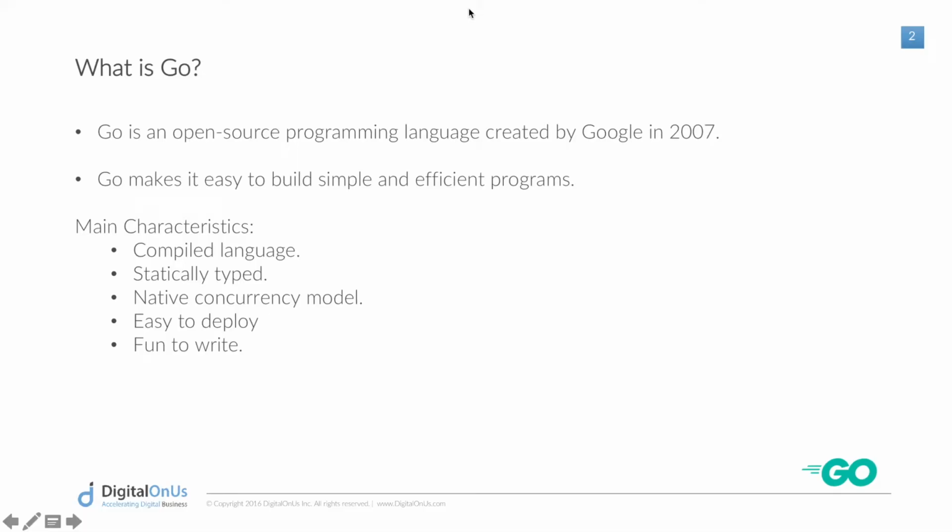What is Go? Go is an open source programming language created by Google in 2007. Go makes it easy to build simple and efficient programs. Here are some main characteristics. First, Go is a compiled language, meaning we must run our source code through a compiler, which reads that source code and generates a single executable file which we can use to run our program.